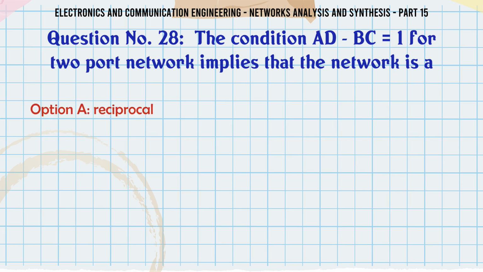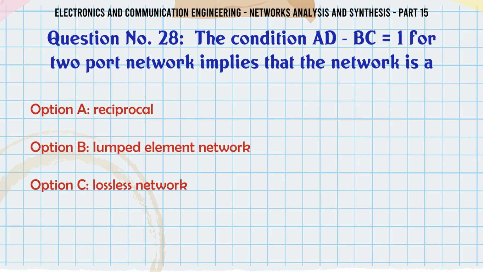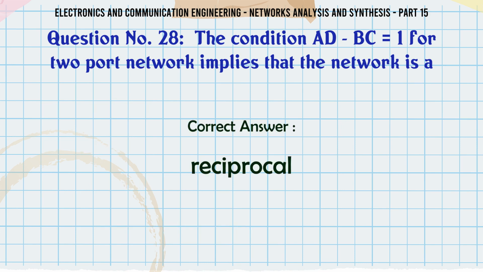The condition AD minus BC equals 1 for a two-port network implies that the network is A. reciprocal, B. lumped element network, C. lossless network, D. unilateral element network. The correct answer is reciprocal.